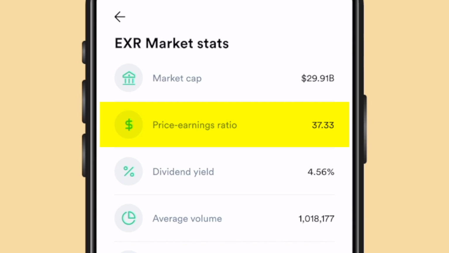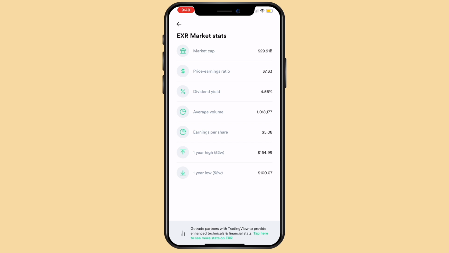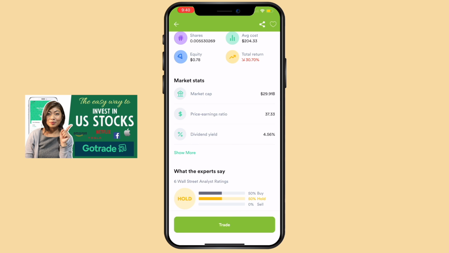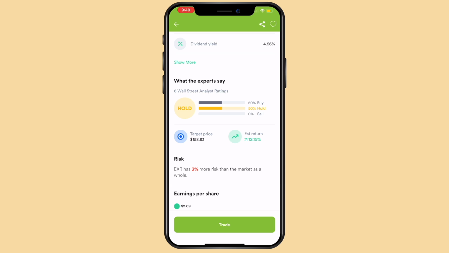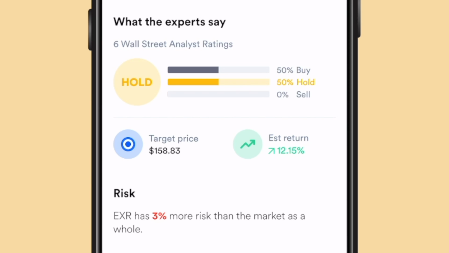Ayan. PE ratio niya is medyo mataas. I-check ko muna yung iba kong stocks if meron mas okay na PE ratio. Again, details on what these market stats mean and how to analyze them are further explained here. Dito sa what the experts say, this is generally the position that experts recommend. You may use this as a basis of your decision on what position to take. According to this, 50% of the experts say to buy, 50% to hold, and 0% to sell. Medyo indecisive sila between hold and buy.